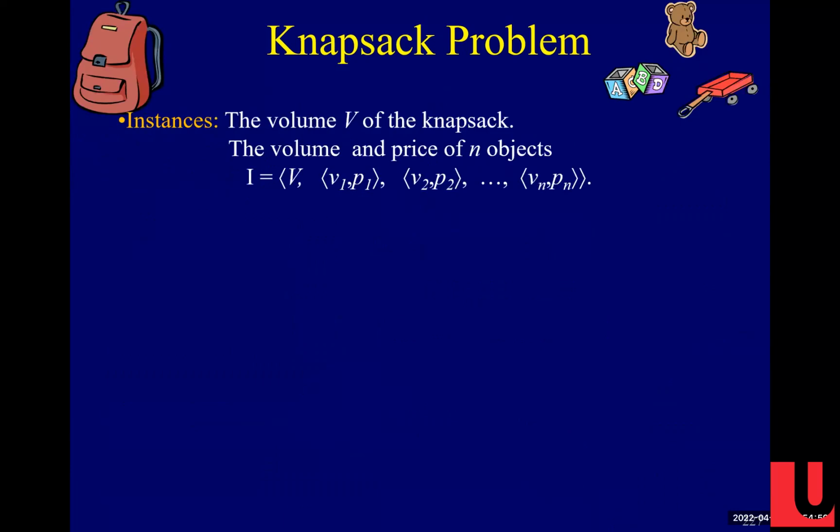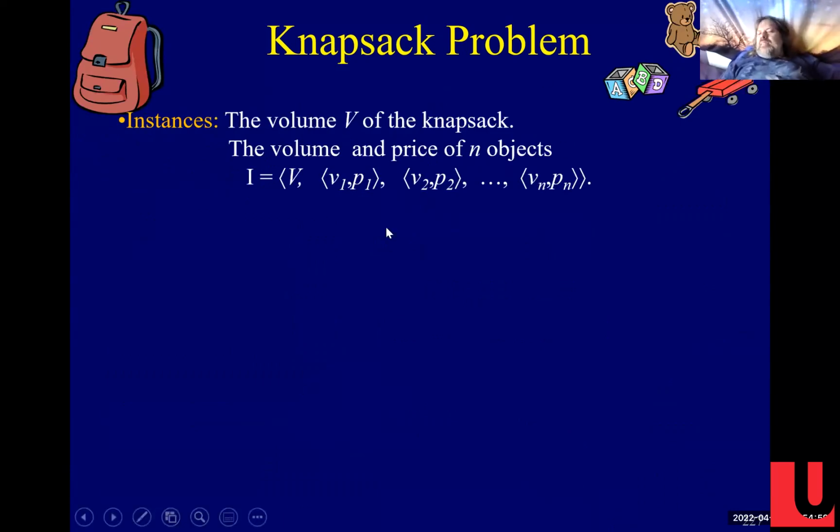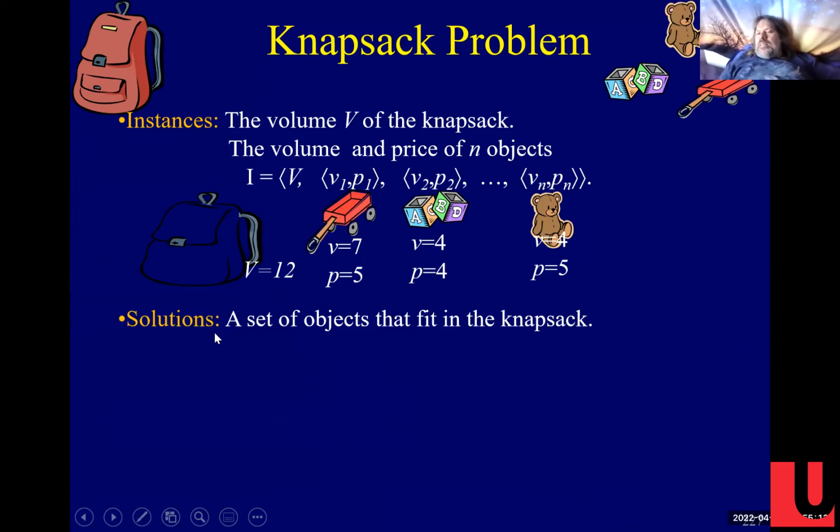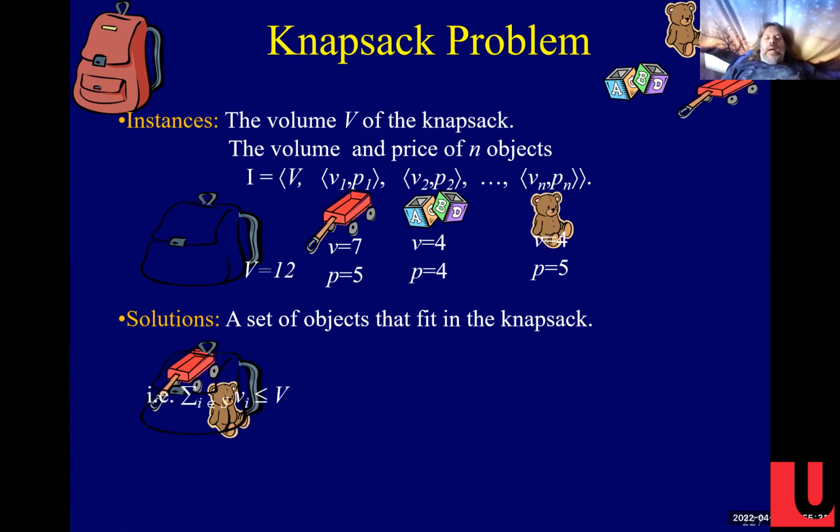So I'm going to tell you what the instances are, right? In this case, the instances are a bunch of objects and the volume of the knapsack. I'm going to tell you what a solution is. In this case, the solution is a subset of the objects, right? So for each object, you have to decide whether to take it or not, right? So implicitly, a solution is a sequence of decisions, right? And so the solution here is a subset of the objects.